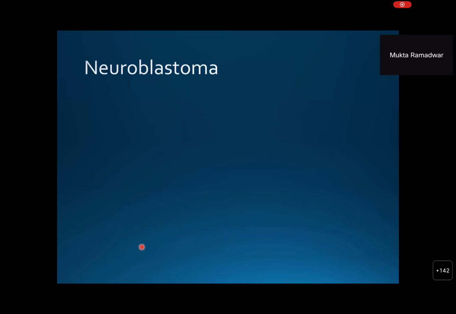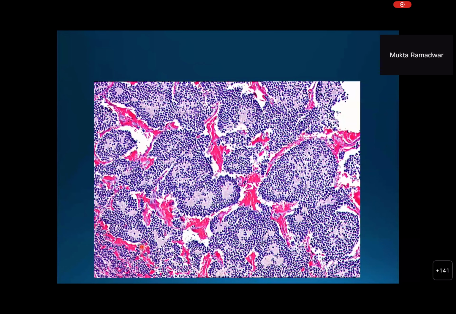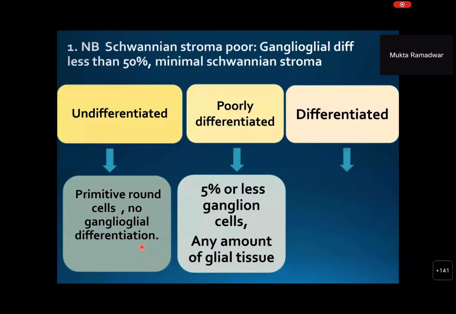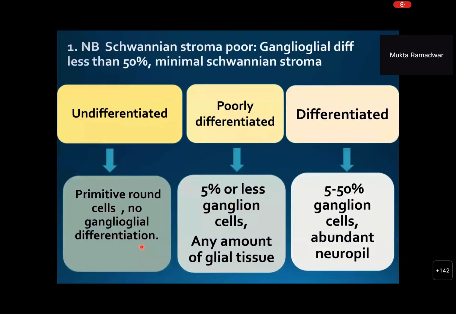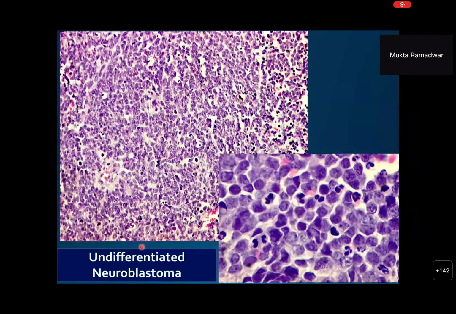When differentiation starts coming in, it is poorly differentiated, but it should be 5% or less. And when it is between 5 to 50%, it becomes a differentiating stroma-poor neuroblastoma. So this in itself is a very vast topic. I'll just show you how undifferentiated neuroblastoma looks. So I have removed all the neuropil that was there in the earlier picture. Just magically I extracted all those neuropils, and see how this tumor has started to look.